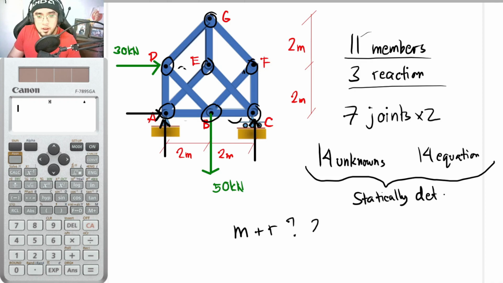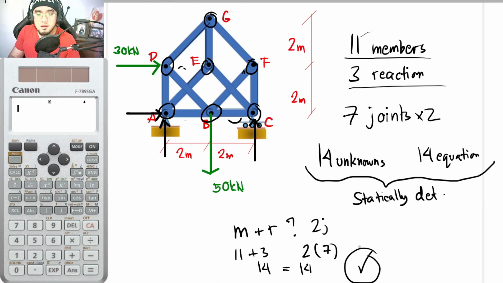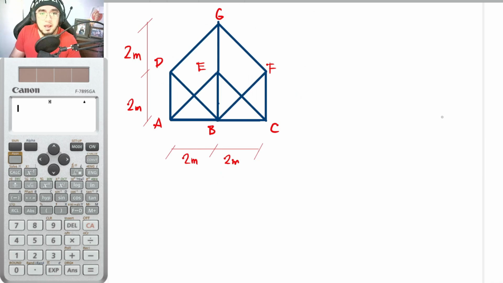So in the equation form that we have derived earlier, m plus r, we will be comparing it with 2j. So m plus r, that is 11 plus 3, and twice the joints, I should say. Since 14 is now equal to 14, our truss here is statically determinate. Okay, so let us now proceed to this slide here.